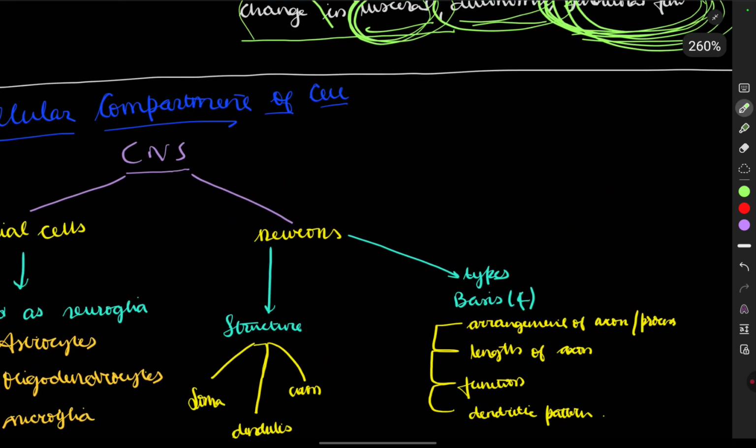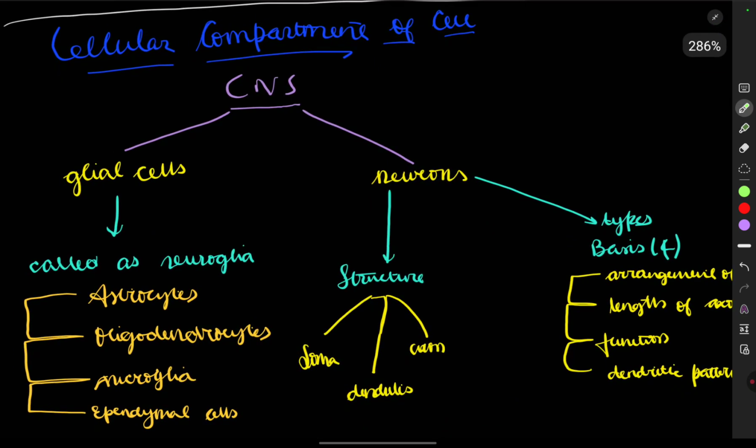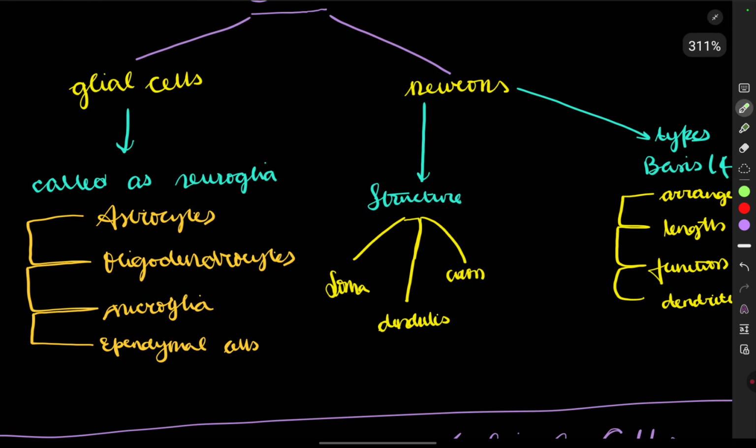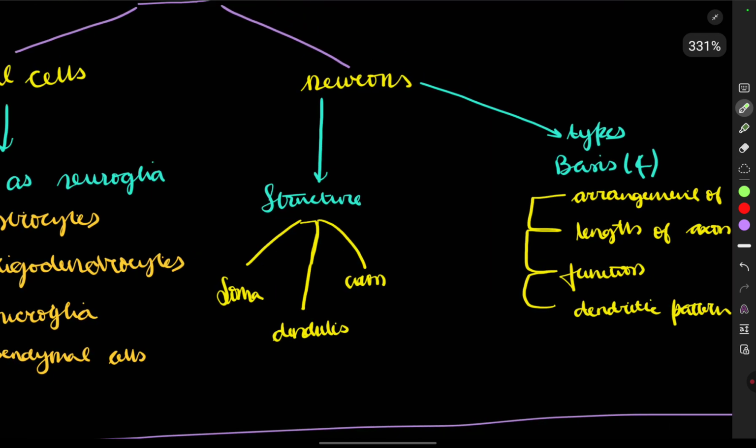Okay, now we're going to see the cellular compartments of the CNS. The CNS contains the glial cells and the neurons.